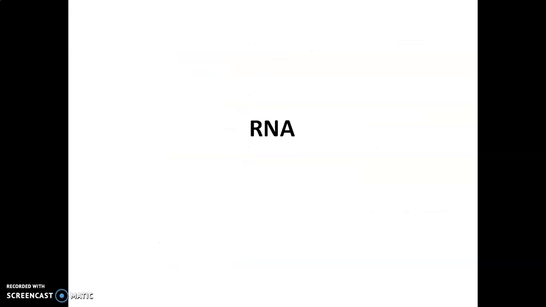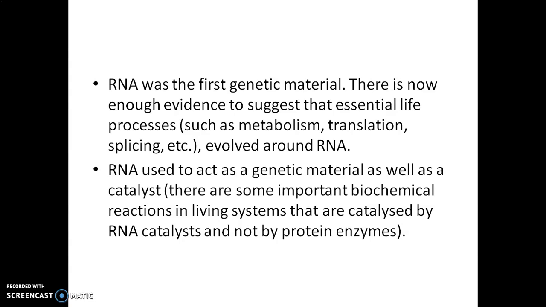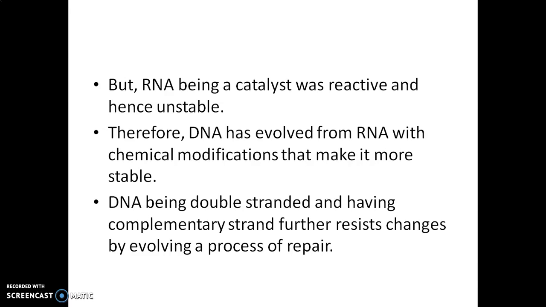Clear, children? Now let's discuss RNA. What is the expanded form of RNA? Yes, ribonucleic acid. It is the first genetic material. And there is now enough evidence to suggest that essential life processes such as metabolism, translation, splicing evolved around RNA. RNA used to act as a genetic material as well as a catalyst. There are some important biochemical reactions in living systems that are catalyzed by RNA catalysts and not by protein enzymes.